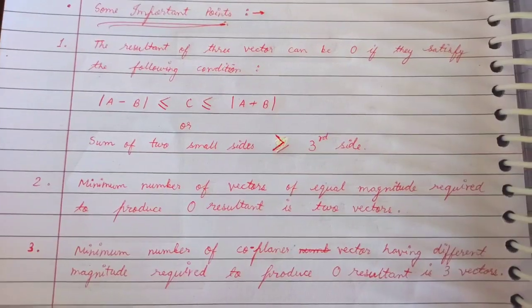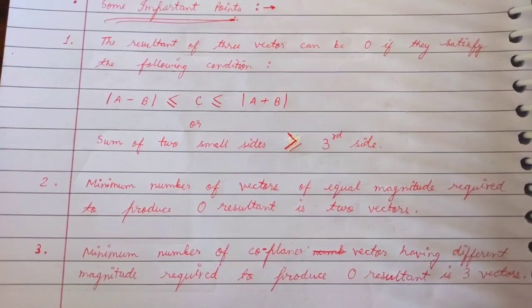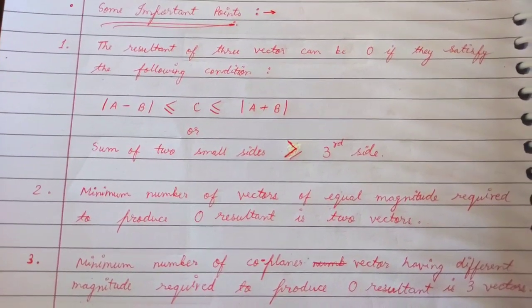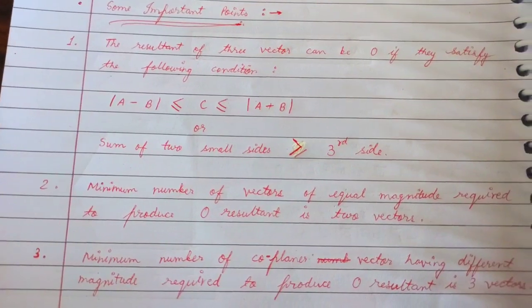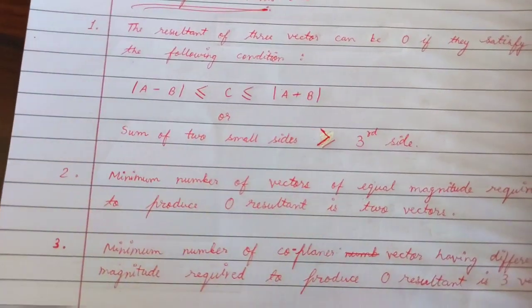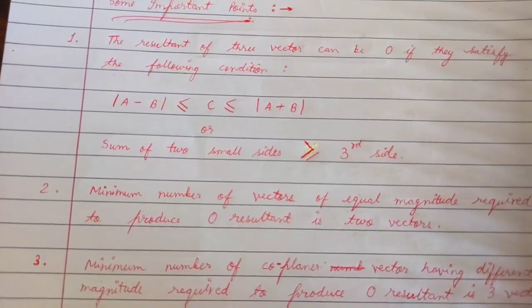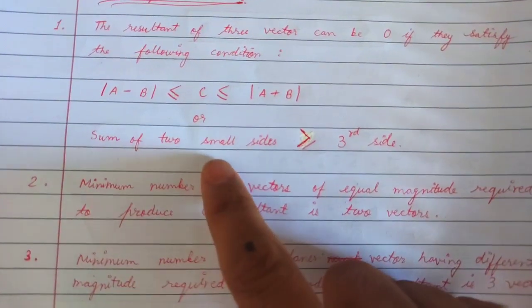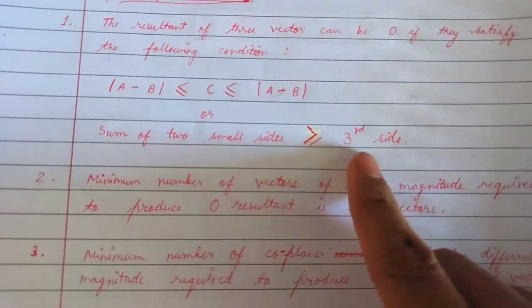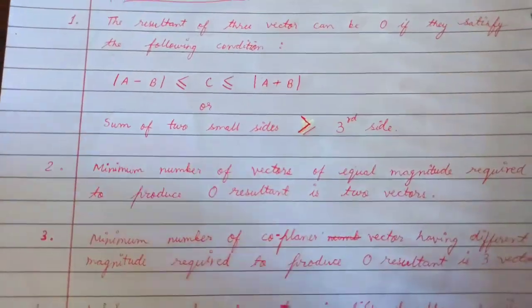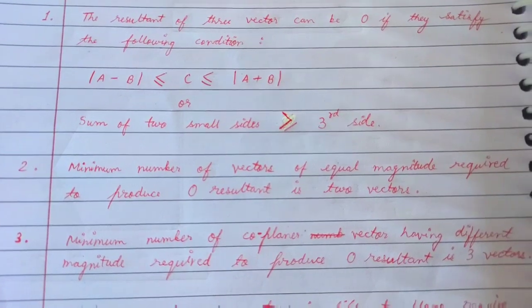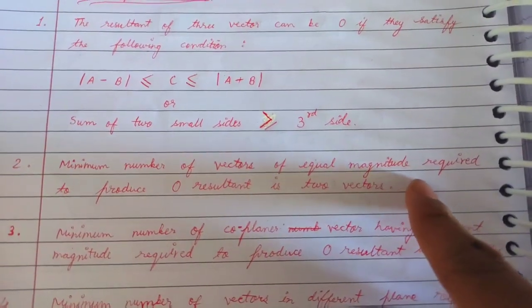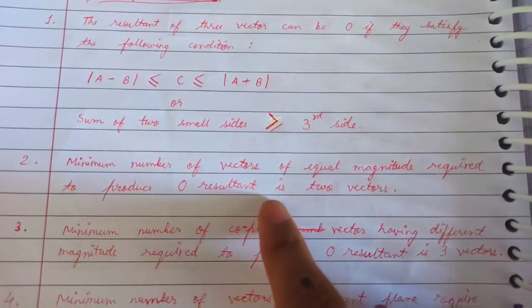Now there are some important points. The resultant of three vectors can be 0 if they satisfy the following condition. See, if |A minus B| is less than or equal to the resultant vector, which is less than or equal to the sum of them, or basically the sum of the two smaller sides must be greater than or equal to the third side, then only the three vectors can give 0. Now the second thing: the minimum number of vectors of equal magnitude required to produce a 0 resultant is 2 vectors.